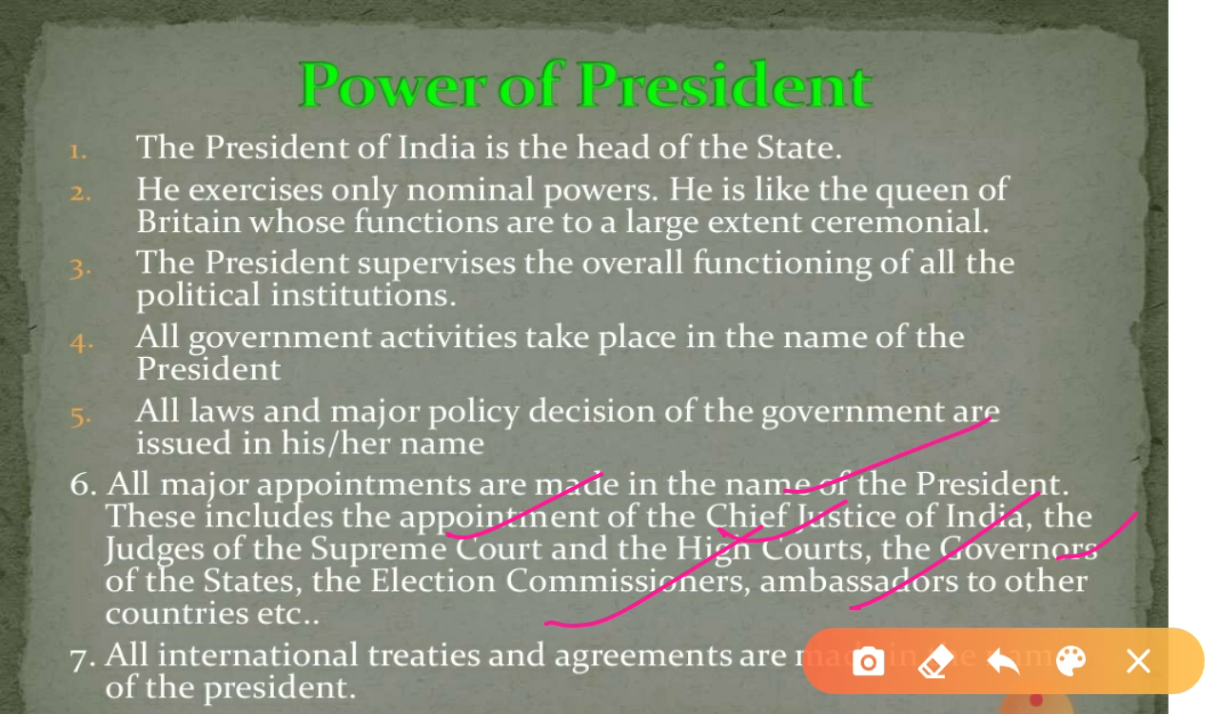All international treaties and arrangements are maintained and done only in the name of the president. So all kinds of treaties and arrangements with other countries are done only in the name of the president.